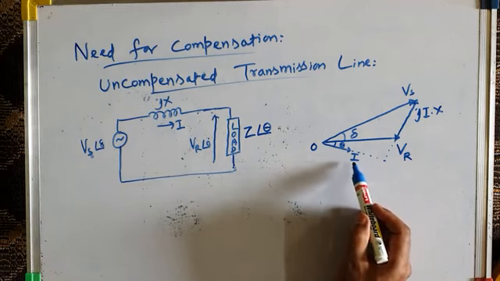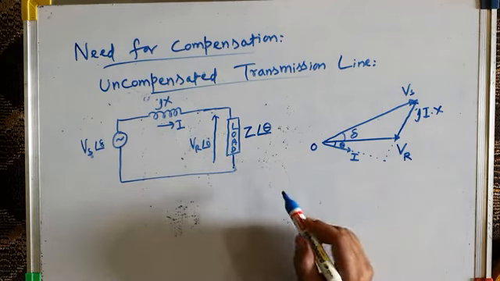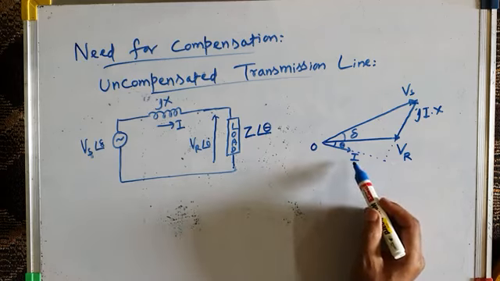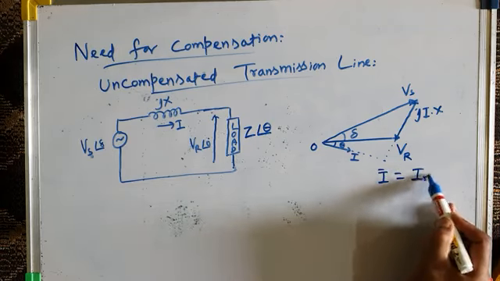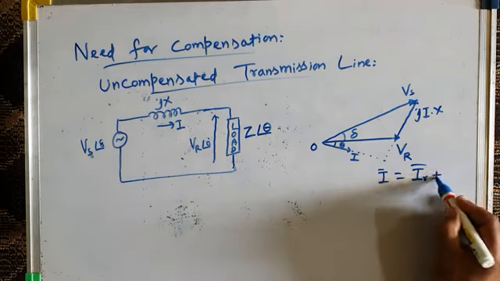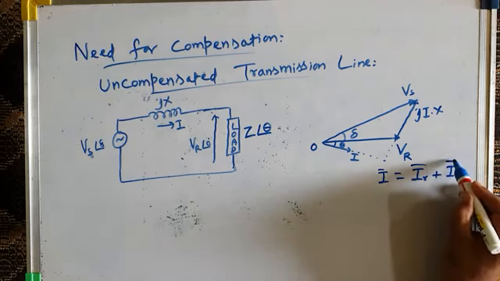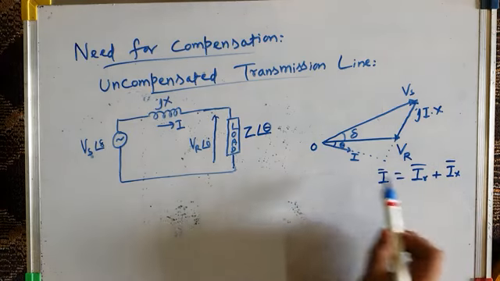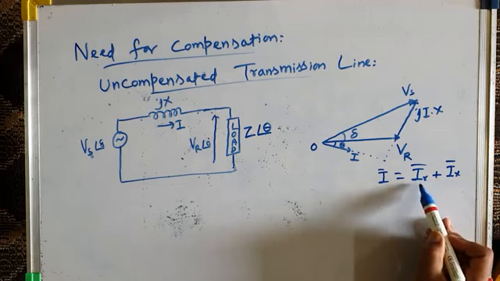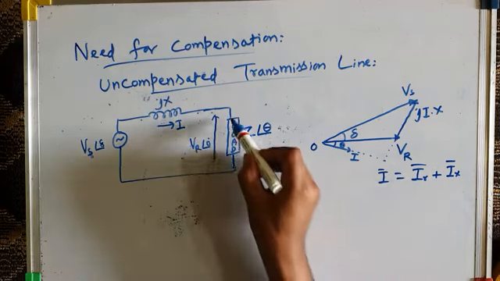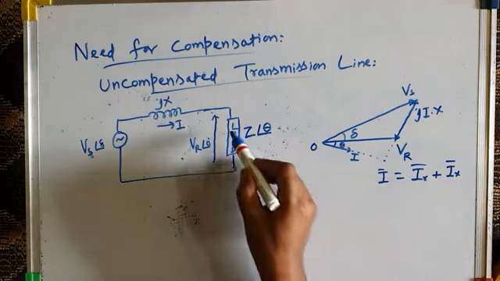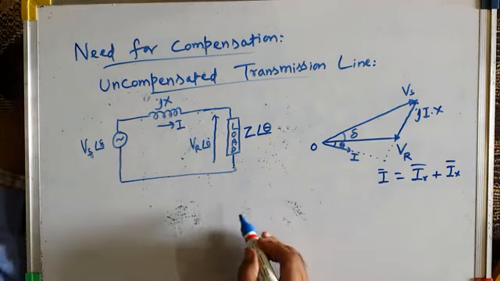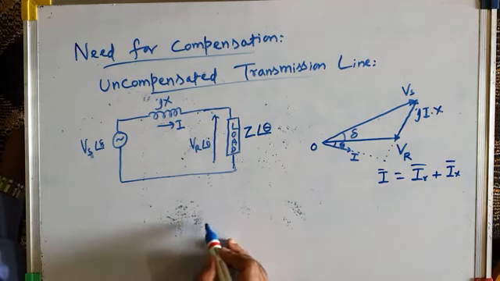As far as the current flowing in the transmission line is concerned, which is the current drawn by the load, we can resolve this current I into two components: an in phase component and an out of phase or quadrature component. The total current is IR plus IX, where IR is the in phase component, which is because of the load resistance, and IX is the quadrature component, which is because of the load reactance. So the phasor diagram can be drawn like this.